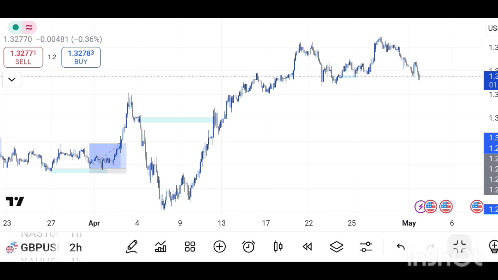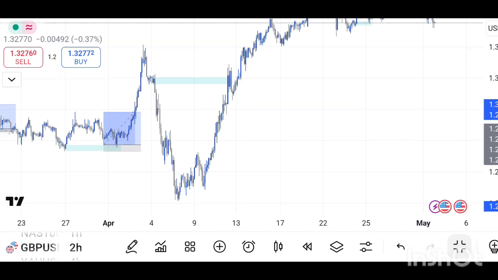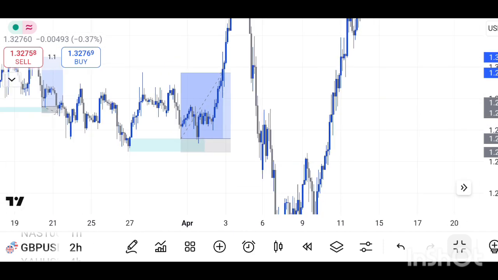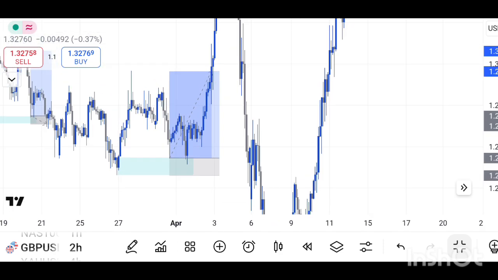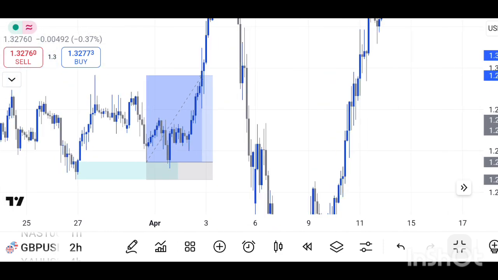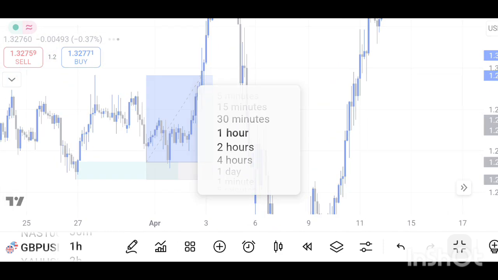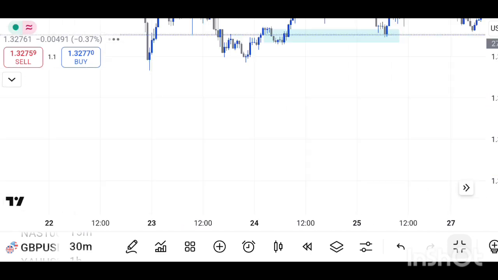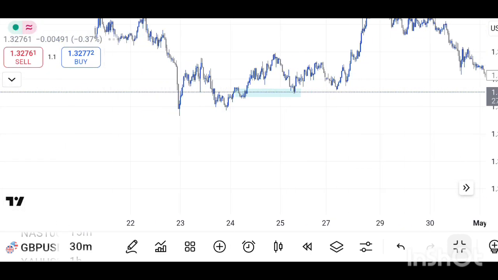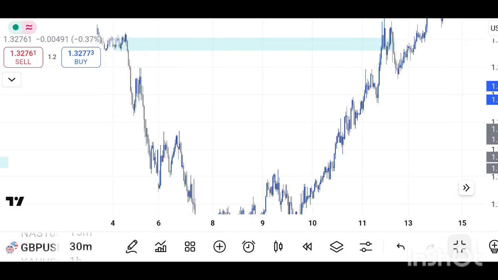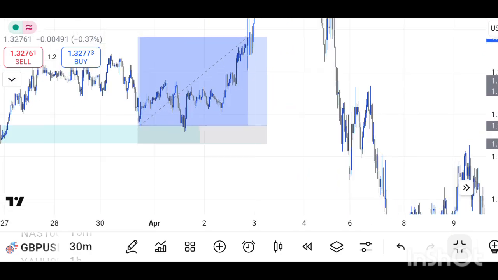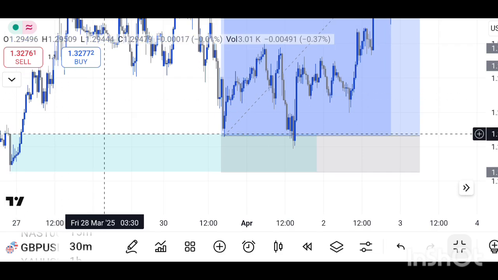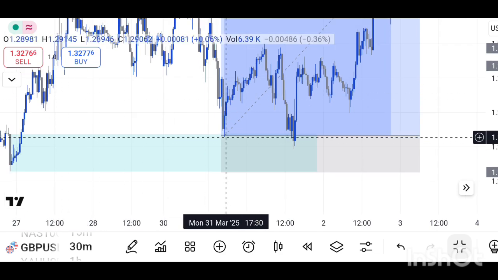3, this one is an if: you can wait for candlestick confirmation on the lower time frame. So I'm going to use this one as an example now. Let me go down to, let's say, 30 minutes. So you can see that on 30 minutes things are clearer now. I can see price tapped into the order block at this point.